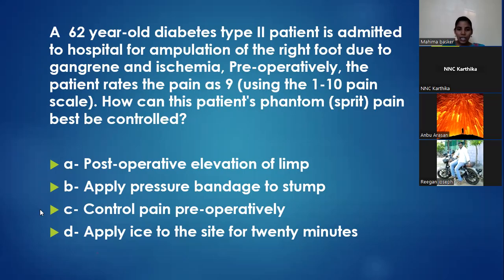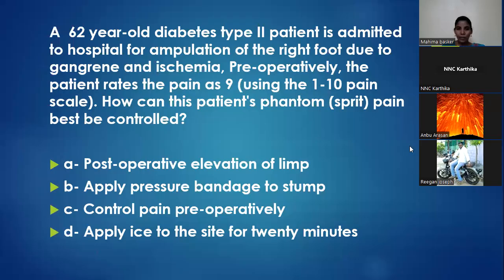Okay, so the answer here is no elevation of limb. We should not elevate, we should not bandage them. That will be the pressure bandage, which we do after the dressing, after the healing. So that won't come under pain control, and applying ice and all won't come. So C is the answer: control pain pre-operatively. Okay, some questions you can answer easily.